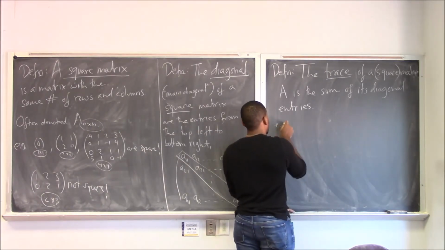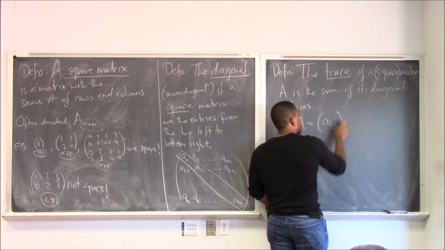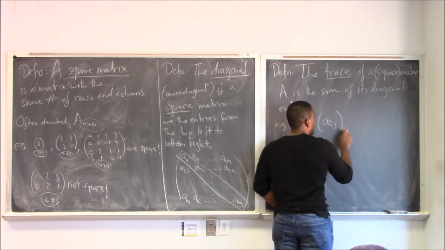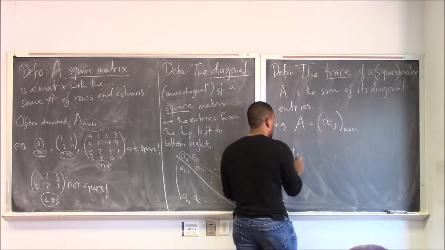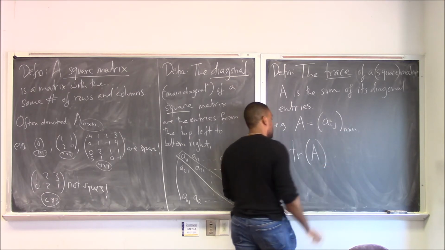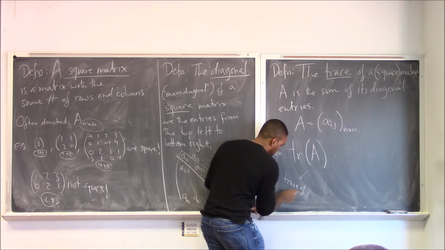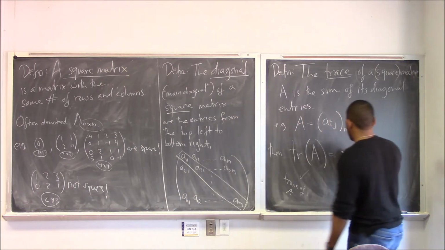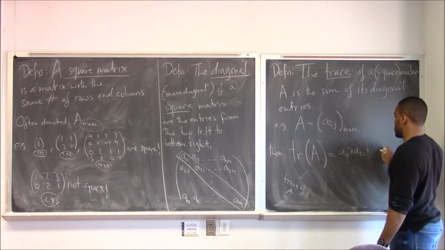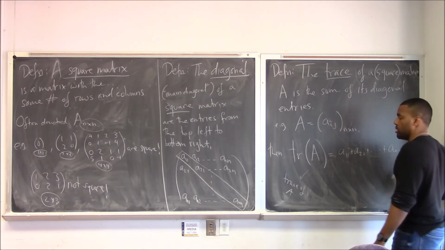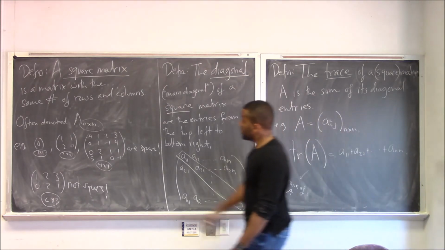So, example, if A is the matrix Aij, n by n, then here's the notation tr(A), this is the trace of it. It's just going to be A11 plus A22 plus ... plus Ann. Add all those guys up, get a number, that's called the trace of the matrix.